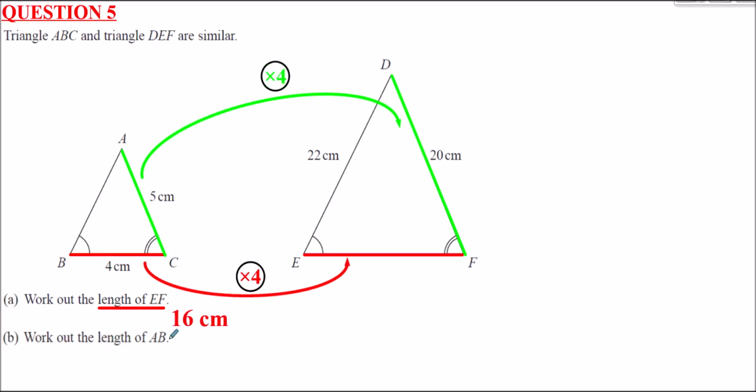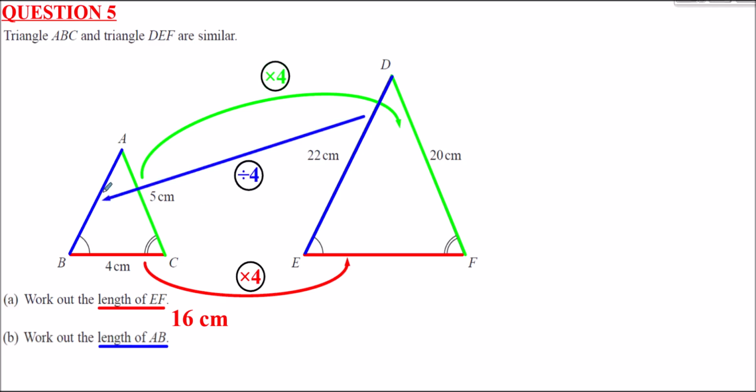To work out the length of AB, which I'm going to put in blue, along with its corresponding larger side, this time I'm going from the big triangle to the small triangle. Therefore, rather than multiplying by 4, I'm going to be dividing by 4. So 22 divided by 4 will tell me the length of AB, and 22 divided by 4 is 5.5 centimetres.